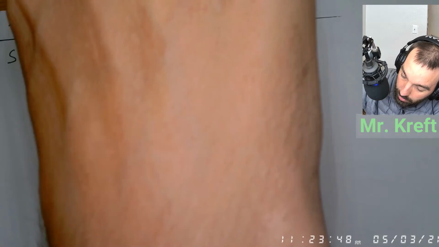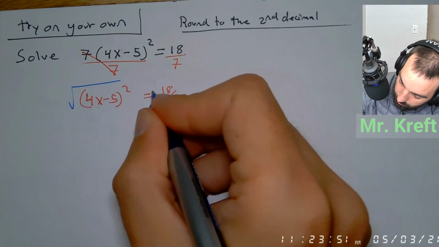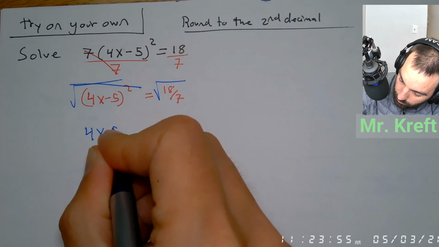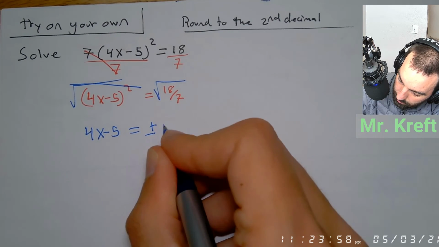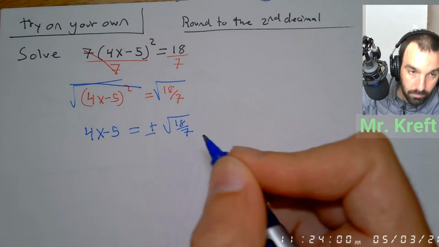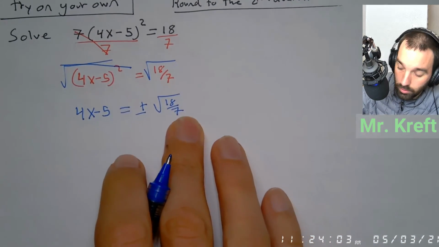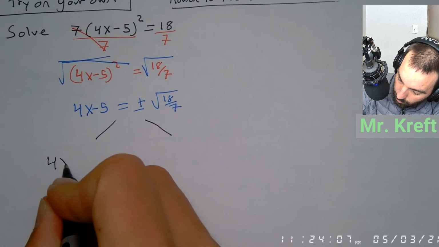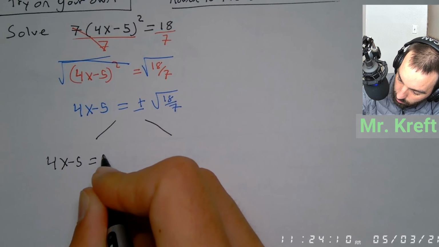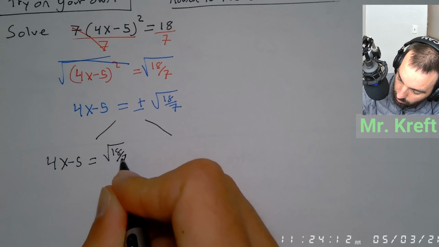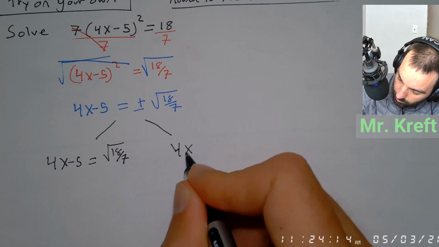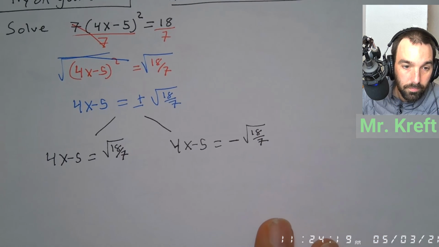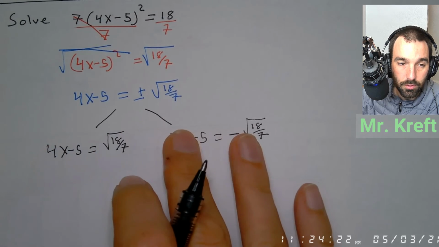Okay. So then I'm going to square root both sides like this. So the square root and the square go away. So I get 4x minus 5 equals plus or minus the square root of 18 over 7. Okay, right? This is a number. So what does the plus or minus mean? It means I'm going to have two equations. So I'm going to have 4x minus 5 equals the positive square root of 18 over 7. Or I'm going to have 4x minus 5 equals the negative square root of 18 over 7. Okay, so I'm going to have plus or minus.